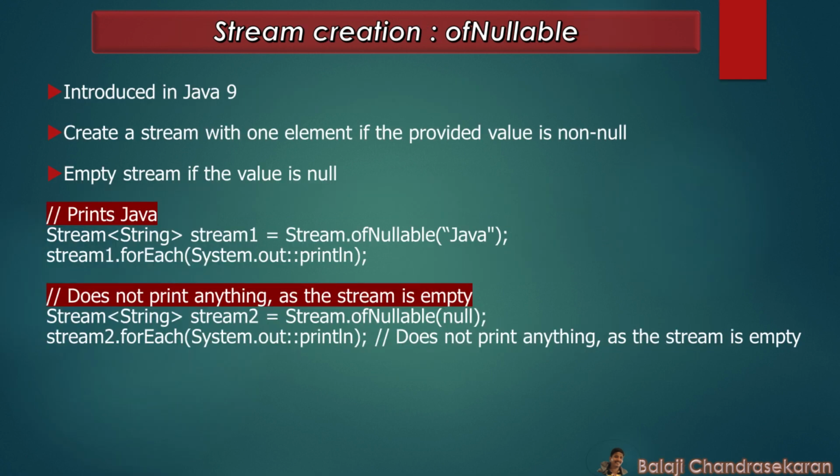The ofNullable method was introduced in Java 9 as part of the Stream interface. It allows us to create a stream with one element if the provided value is non-null or an empty stream if the value is null.